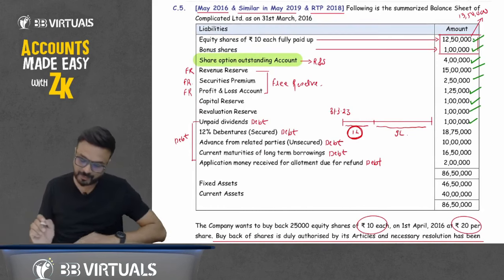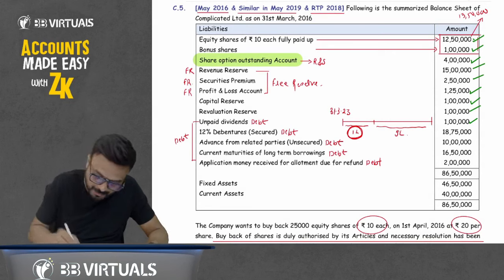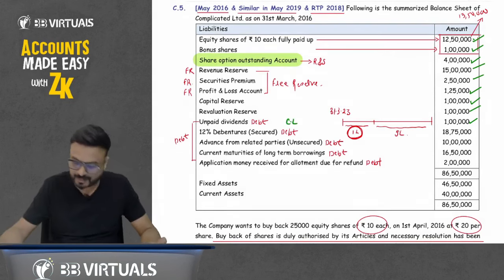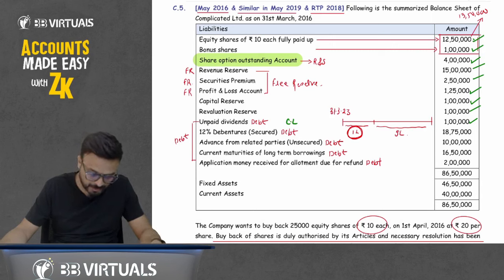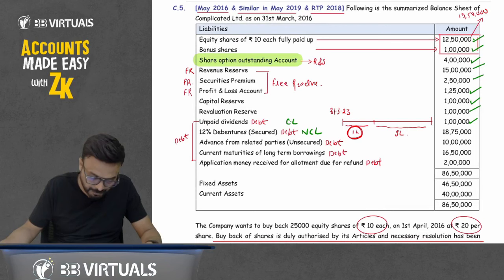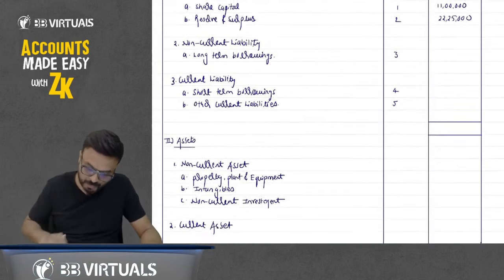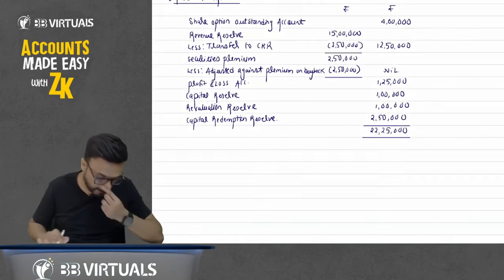Remember, unpaid dividend, we know that it's a debt, but it's a short term debt. You can see it is a current liability. And debenture here is a long-term borrowing. It's a non-current liability. Advances from related party. Okay, write down here, notes to account number 3.